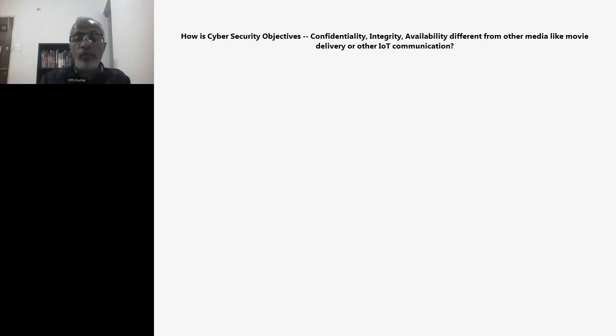Then IoT communication, that is where the IoT devices have to communicate. Here also what we see is that various types of attacks are possible. And in this regard, confidentiality, integrity, and the availability of the device itself become basic. So I think confidentiality, integrity, and availability are the basic tenets of cybersecurity.